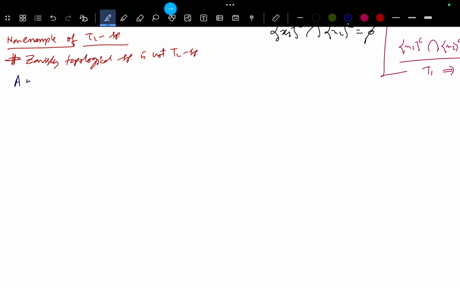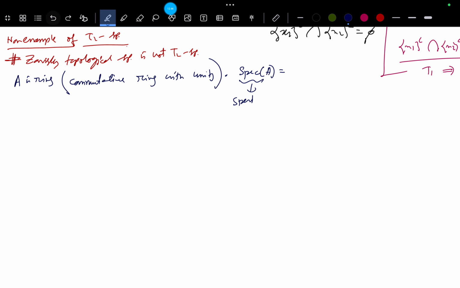Suppose that A is a ring, of course a commutative ring with unity. Then we consider the collection of all the prime ideals of A, which is known as the spectrum of A. It is said to be the spectrum. Basically, the collection of all the prime ideals of A.